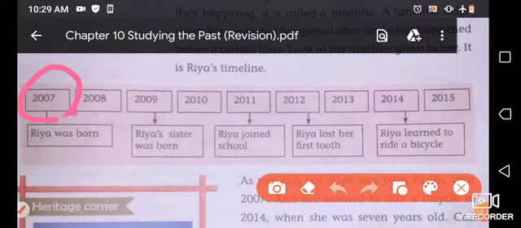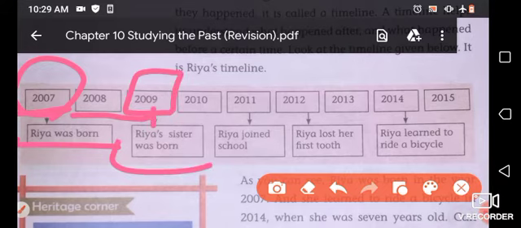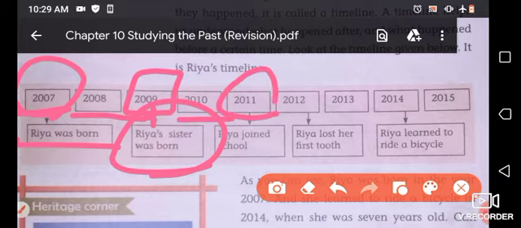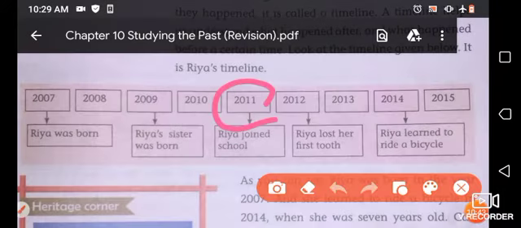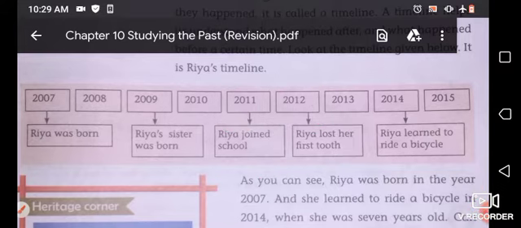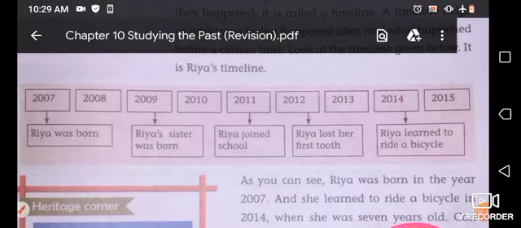Let's start with 2007. Riya was born in 2007, and in 2009 Riya's sister was born. Okay, and after 2 years, in 2011, Riya joined school, and in 2012, Riya lost her first tooth. And in 2014, Riya learned to ride a bicycle. So this is the timeline of Riya's life.